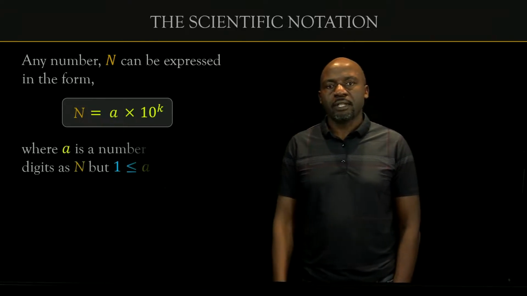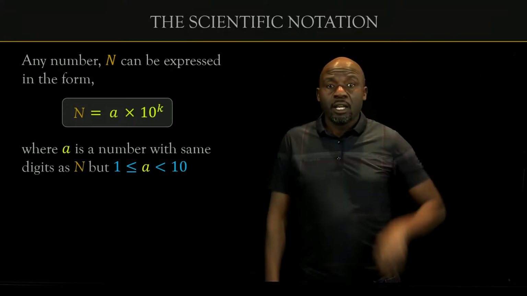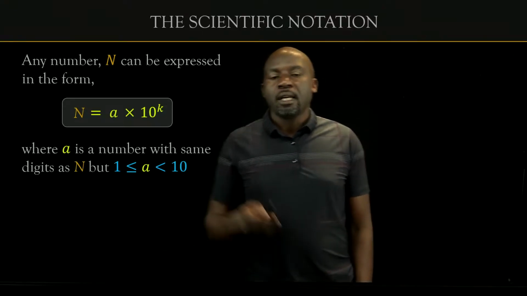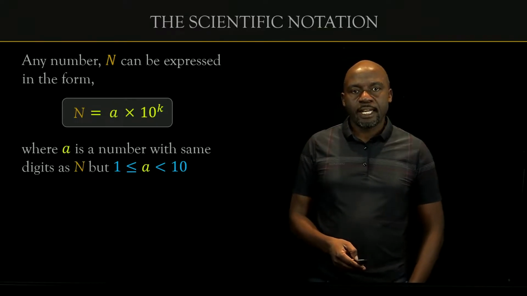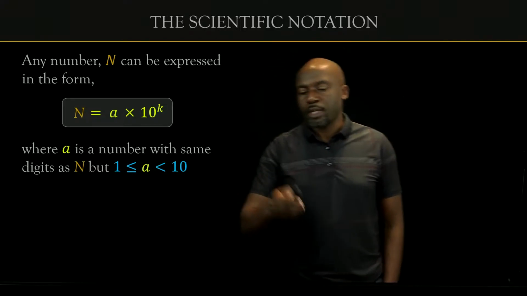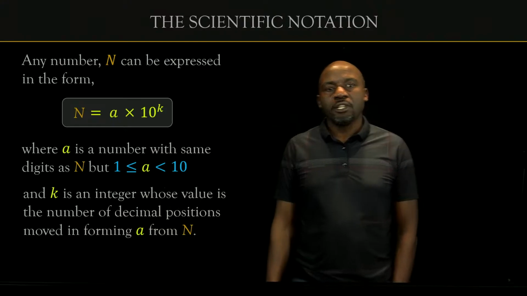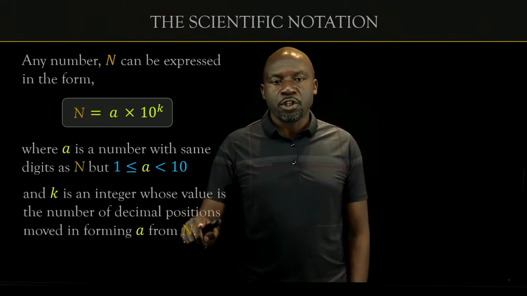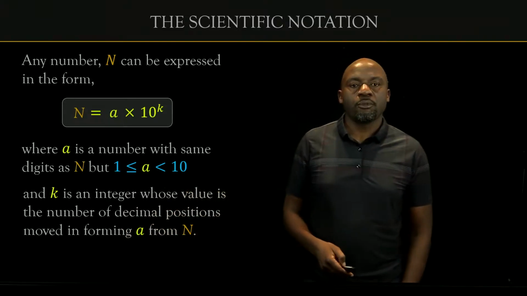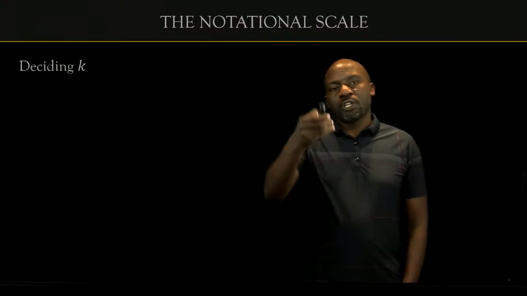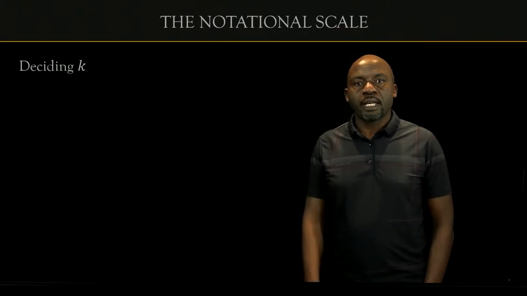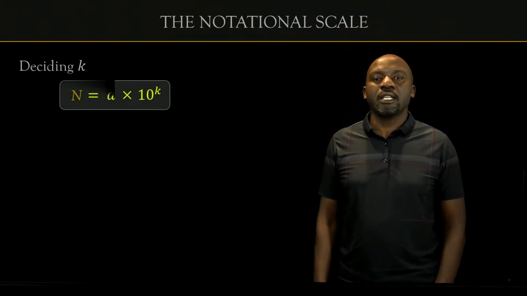I'm going to explain this. So that's what I've just said, where a is a number with the same digits as n and in the same order, but a must lie between 1 and 10 with the 10 excluded. So a cannot be 10, but a can be 1 or anything in between. K is an integer whose value is the number of decimal positions we move when we make a from n. Of course, I'm going to explain this. So we'll use the notational scale to help us decide the sign of the integer k. How do we decide the value of k?